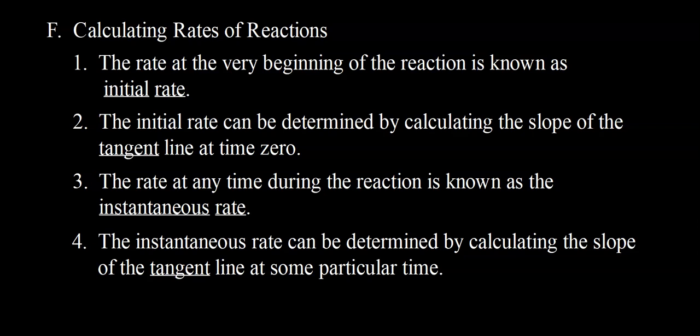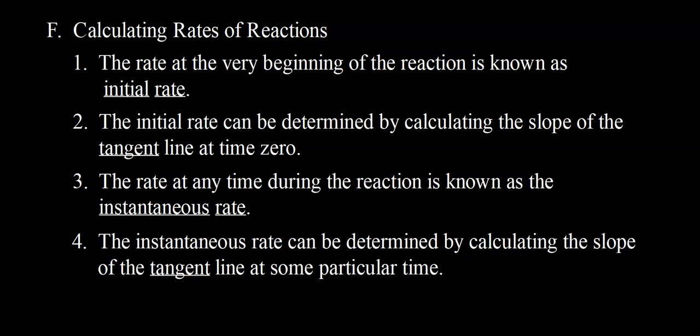Now we can calculate the initial rate of a reaction using those graphs I just showed you by calculating the slope of a tangent line. So a tangent line being a straight line that touches the curve only at one point. In the case of initial reaction, that one point would be at time 0. So that's how we can calculate the initial rate of a reaction.